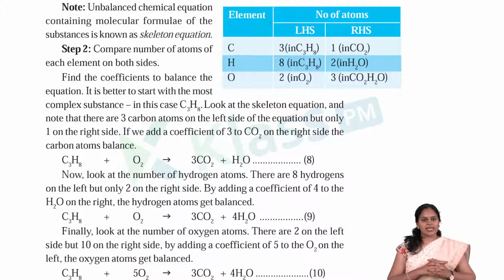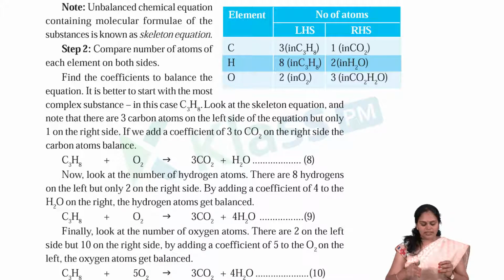So now we have the skeleton equation. What is the next step we need to do? We need to identify the elements and the left hand side atoms and right hand side atoms. See in this table, what are the elements here? That is C, H and O. Carbon, hydrogen, oxygen. In the left hand side we are having 3 in C3H8.